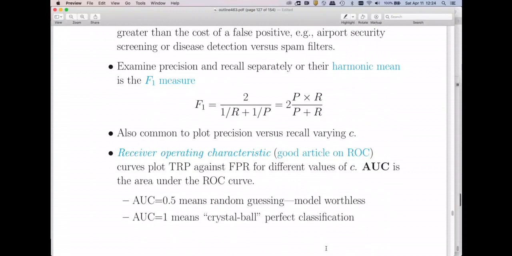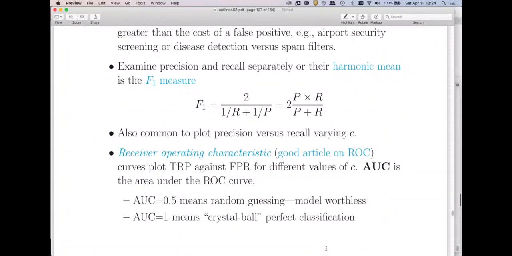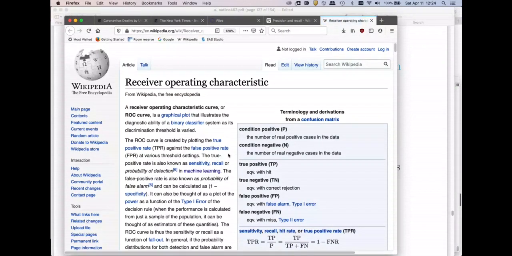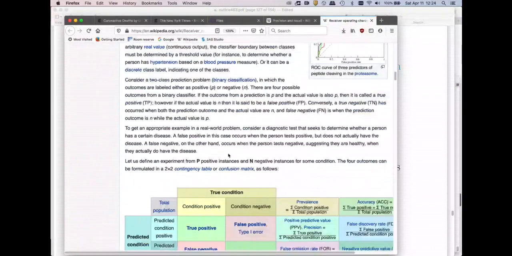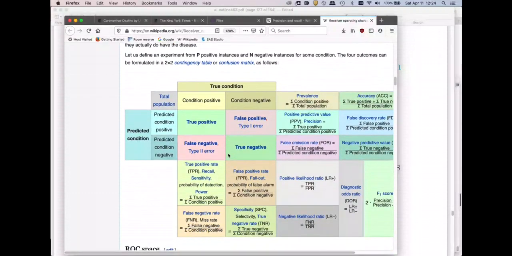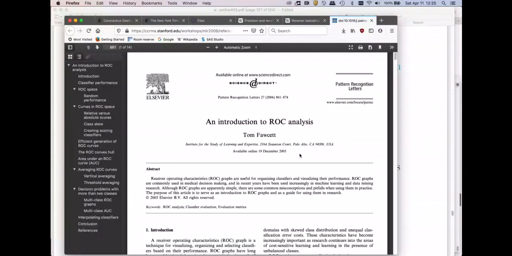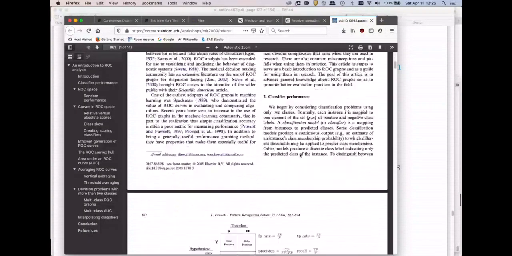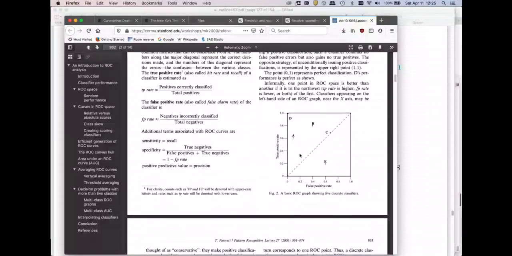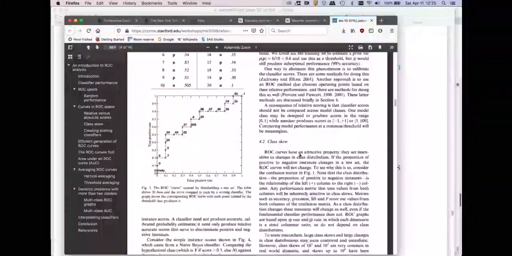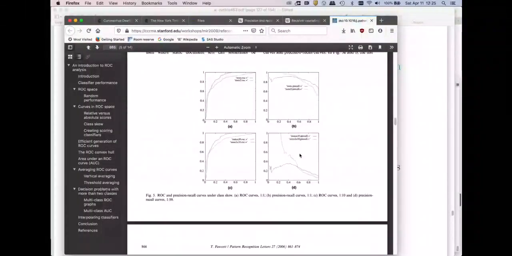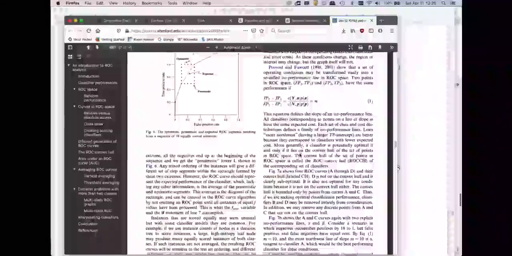One more extremely useful plot is called the receiver operator characteristic curve, otherwise known as the ROC curve. So a couple things. The Wikipedia page is excellent, and you're going to see the exact same table that we saw before. And there's an excellent article that I would recommend reading if you have more interest in the subject, that talks about how you actually compute these and walks you through many very interesting examples.